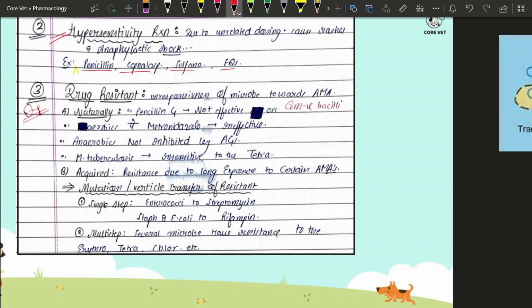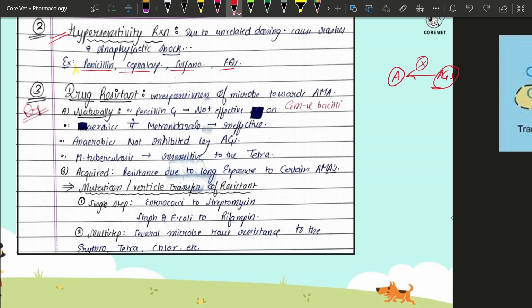Okay, so coming on to the third, which is the drug resistance. So what is the meaning of drug resistance? It's clear from the name itself that a bacteria or a microbe is going to resist any response towards any antimicrobial agent. For an example, there was a bacteria namely A. Okay, it is not going to show any response towards, say, an antimicrobial agent.